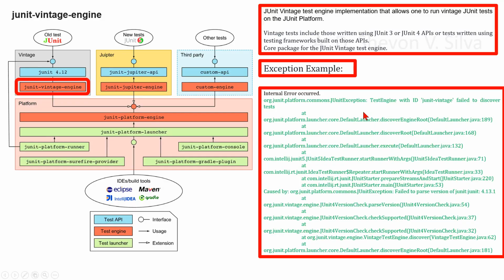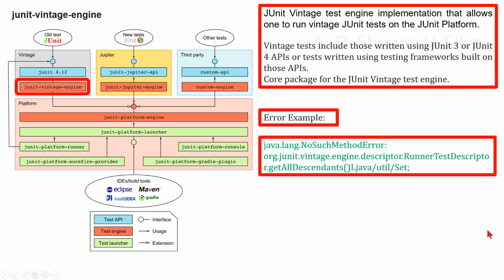As an example, we can consider this one: internal error, org.junit.platform.commons.JUnitException, TestEngine with ID junit-vintage failed to discover tests, etc. As an error example, we can consider this java.lang.NoSuchMethodError: org.junit.vintage.engine.descriptor.RunnerTestDescriptor.getAllDescendants.